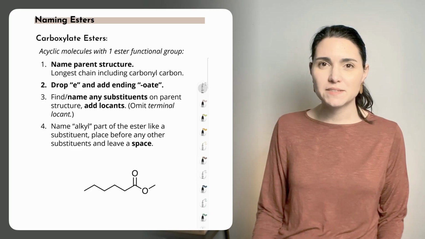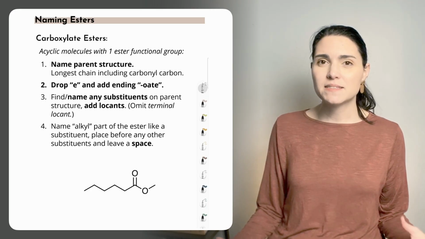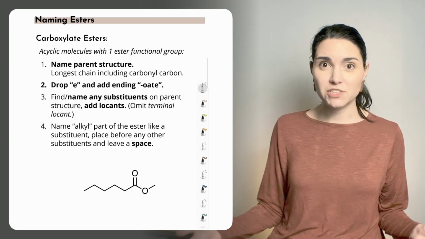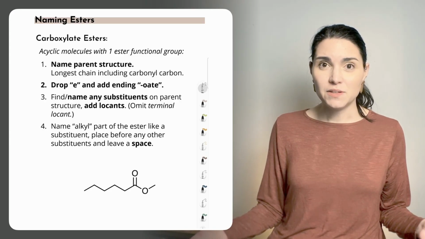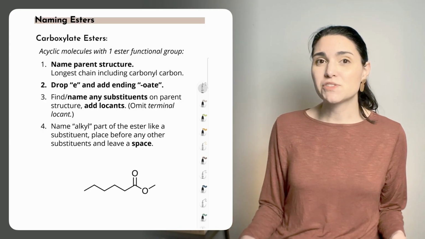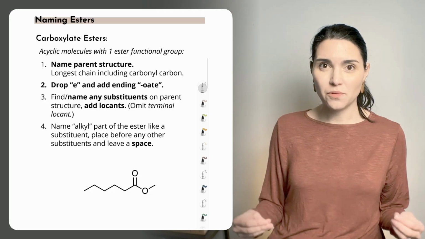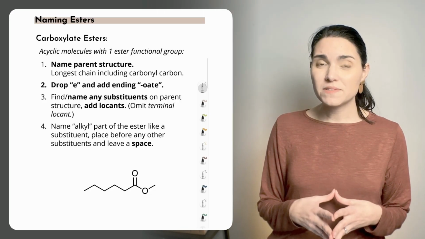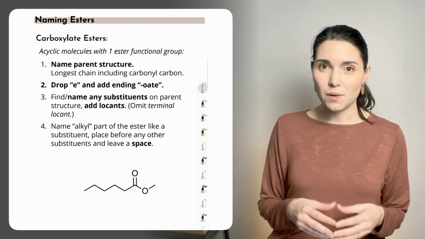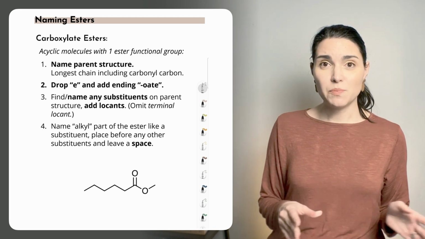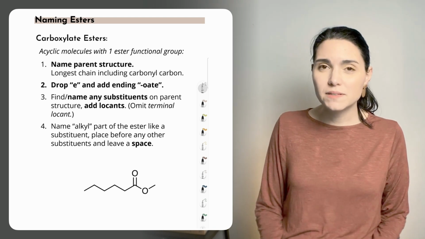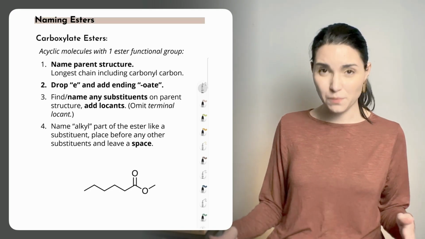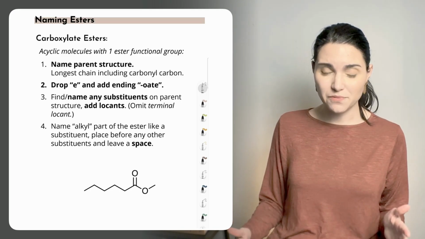Now, when you're looking at an ester to begin naming it, it sometimes catches you a bit off guard because often you can have two long alkyl chains that you're looking at, and you might hesitate or be unsure if you're picking the right one for the parent structure. So it's important to know that you're always going to include that carbonyl carbon, the C double bond O, in your parent structure. The other part of the ester is going to be named more like a substituent, and you'll see this when I go through the exact steps for the naming.